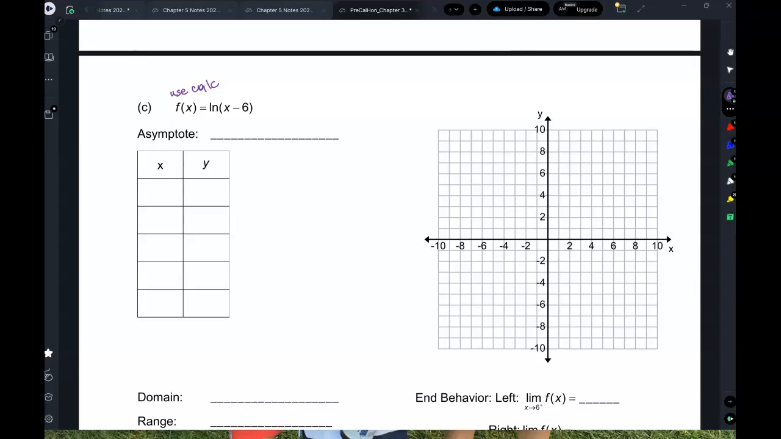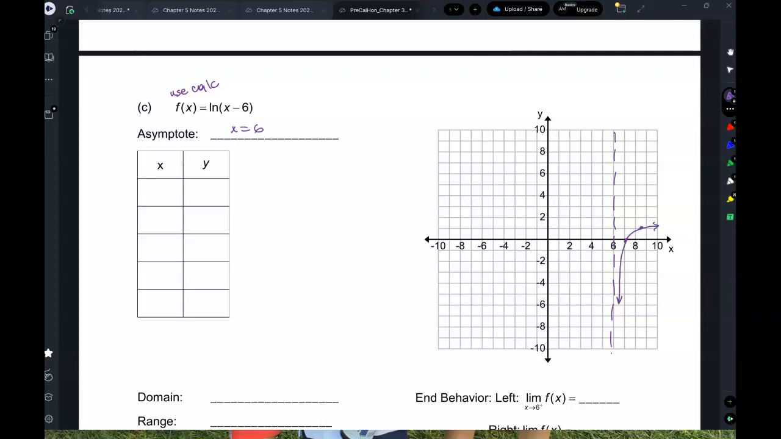there is a translation here, right? X minus 6. Where has this graph moved? To the right 6. So what is the asymptote now? X equals 6. Okay? So here it's x equals 6. And then you can use a calculator to graph this one, and you can get points from there. So it kind of looks like this.